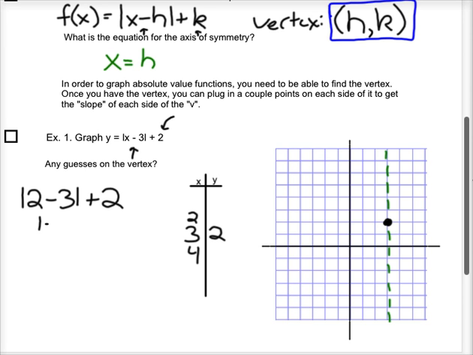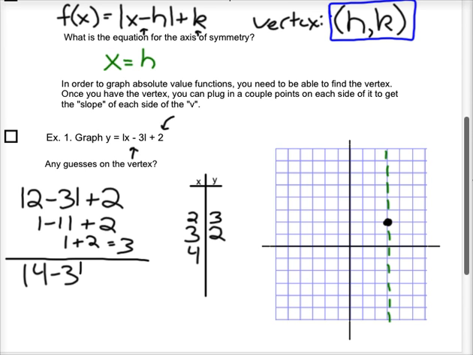So I get the absolute value of -1 plus 2. Well, we know the absolute value of -1 is +1, so we end up getting 3. And now, just to show you what I mean by the fact that it is mirroring, I'm going to do 4 now. 4 minus 3 plus 2. Well, now we get the absolute value of 1, which we know just stays 1. We get that same 3. Okay? So what ends up happening is we get this point and its mirror point right there.